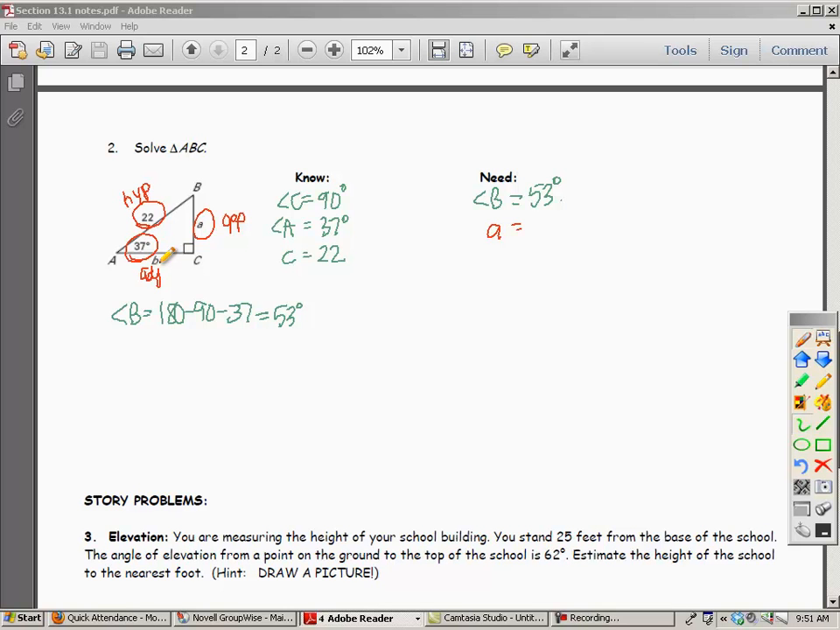Okay, so if I'm looking at this, I need to use the opposite and the hypotenuse and my 37. Well, opposite and hypotenuse is sine. So I'm going to take the sine of 37 equals the opposite, which is A, over the hypotenuse, which is 22. We multiply by 22. Okay, once I take the sine of 37 and multiply it by 22, you should get that A is about 13.24. And I would always round probably 2 decimal places just to be on the safe side.